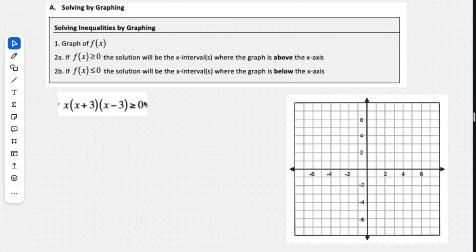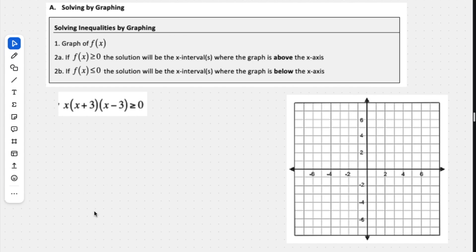Graphing to me is by far, and this first one we'll look at, the easiest one for the polynomials because they're really easy to graph. Graphing rational functions can be kind of dicey, so it would probably be my last choice in terms of graphing rationals.